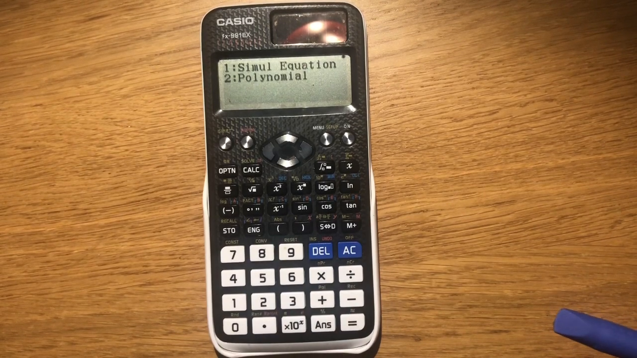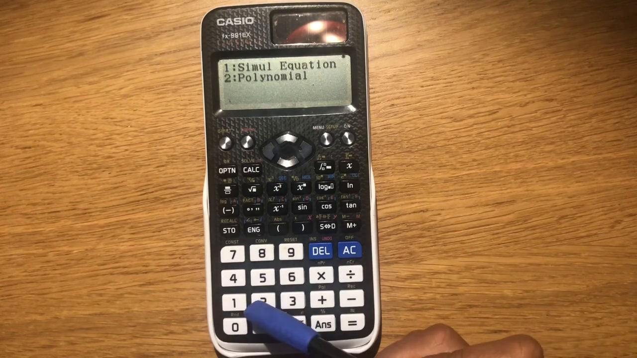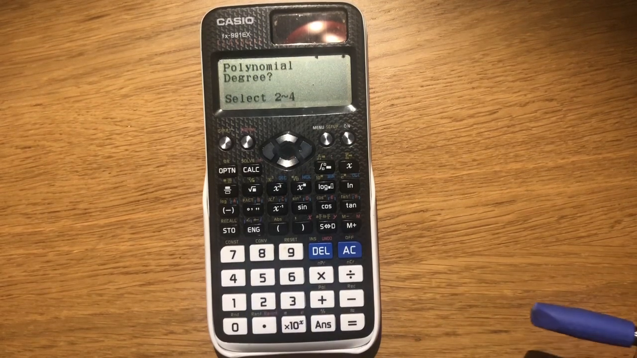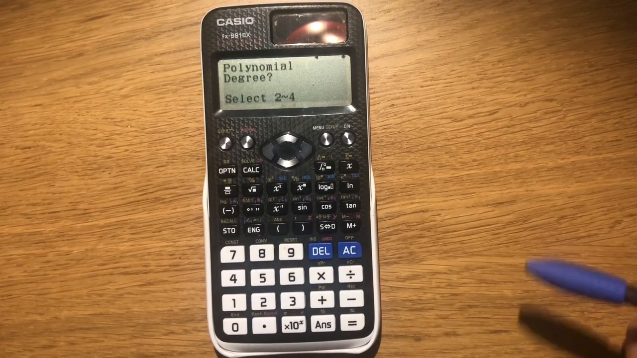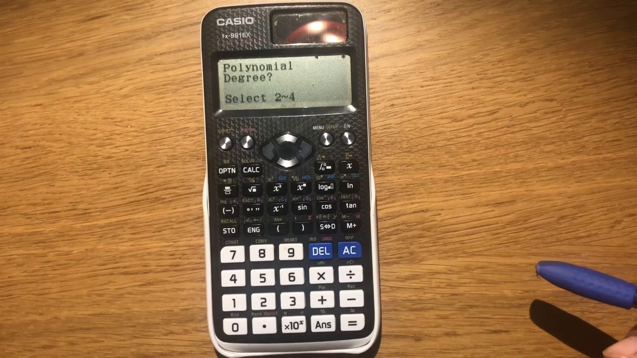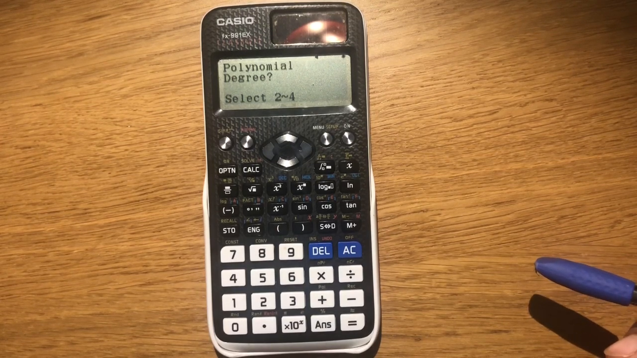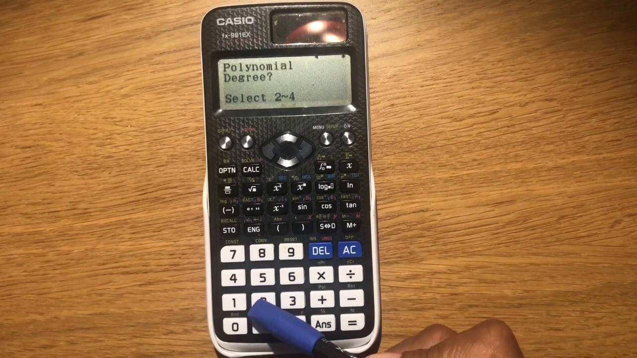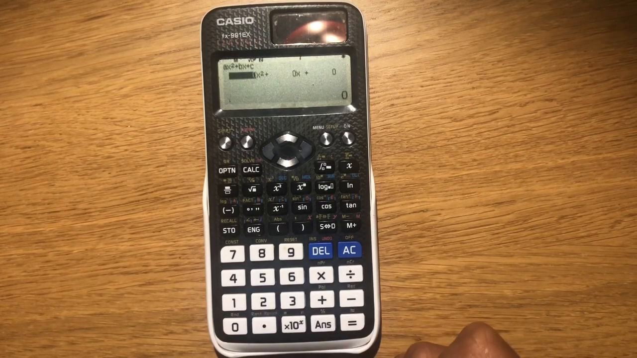Quadratic equations are a type of polynomial, so we press 2, and then the degree of the polynomial is the highest power of x that exists in that equation or in that polynomial. In this case, a quadratic has a power of 2 because it's got x squared. So our polynomial degree is 2.